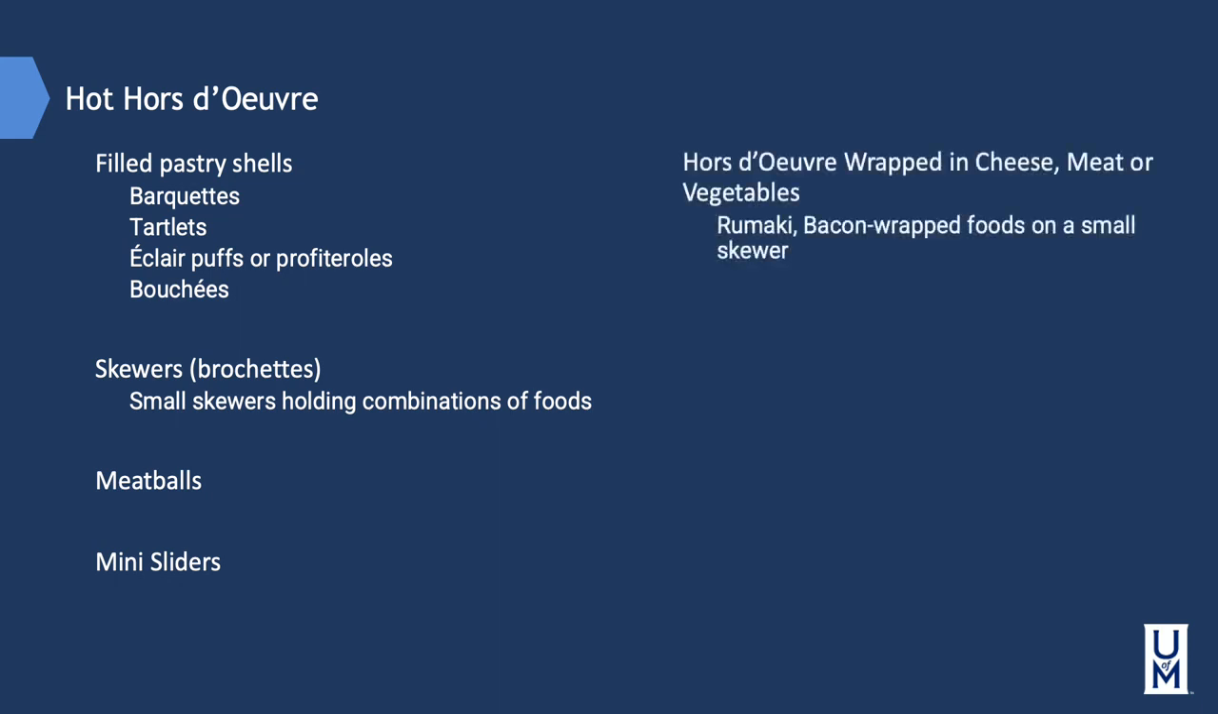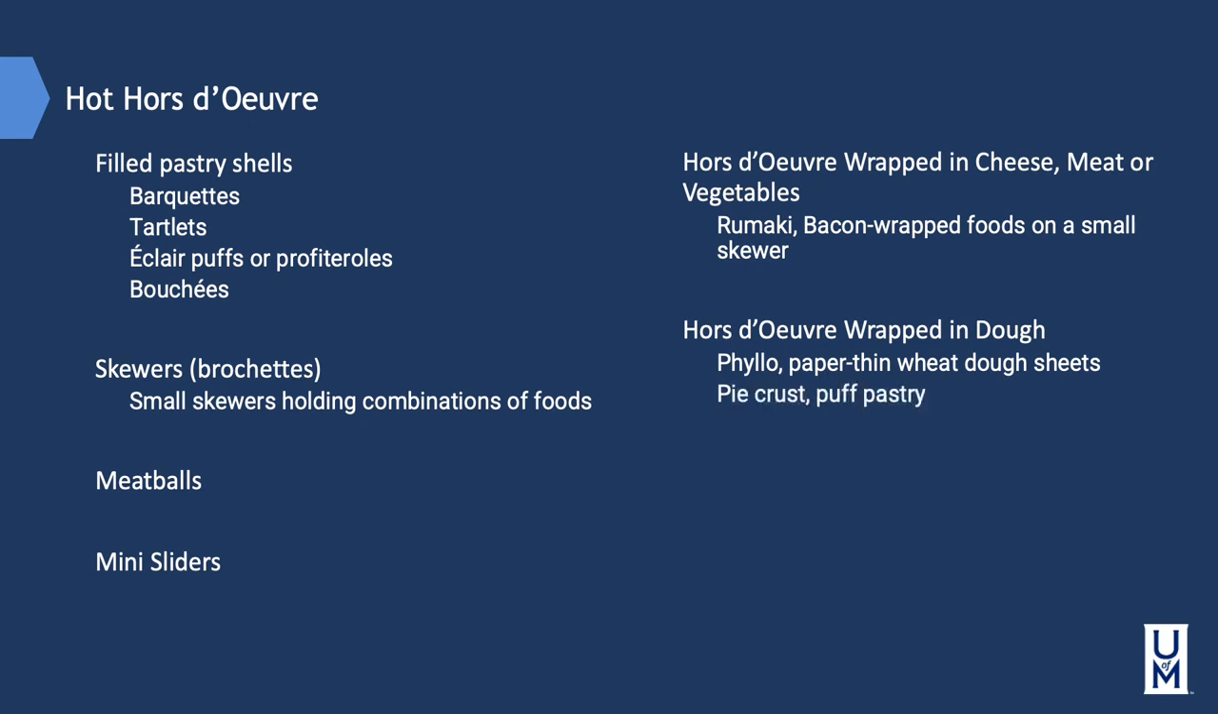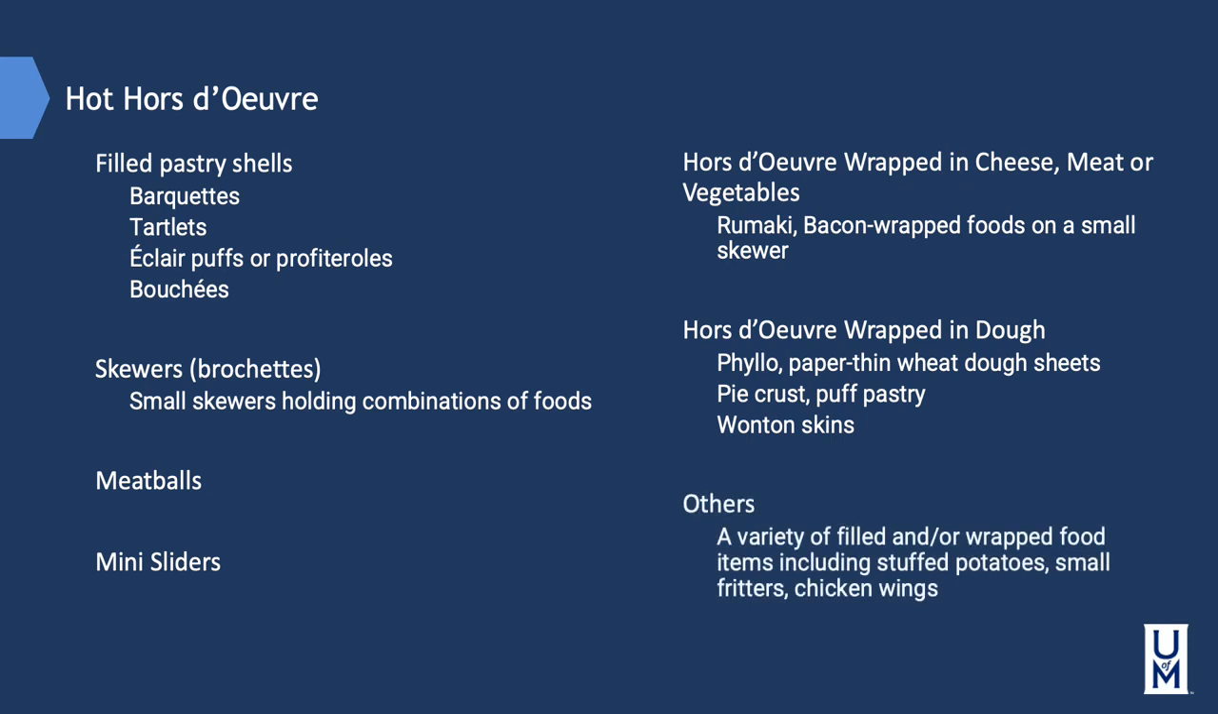Hors d'oeuvres wrapped in cheese, meat, or vegetables, such as rumaki, which is bacon-wrapped foods on a small skewer. Hors d'oeuvres wrapped in a dough, such as phyllo dough, which is paper-thin wheat dough sheets, pie crust or puff pastry, and wonton skins. And then other kinds, a variety of filled or wrapped foods and items, including stuffed potatoes, small fritters, even chicken wings.